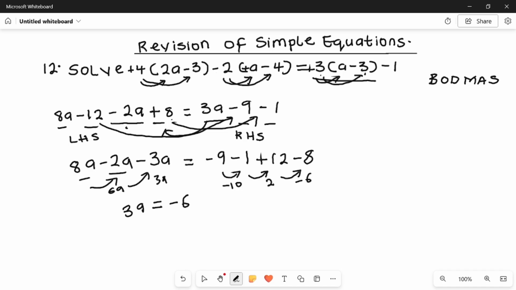So to make a the subject of the formula, you divide both sides by the coefficient of a, which is 3. So it will be divided by 3 here, and divided by 3 here. 3 into 3 will give us 1, so a will stand alone. So we have a is equal to minus 6 over 3. You can further break it down. 3 into 6 gives 2, and 3 into 3 gives 1. So we have that a is equal to minus 2 as our final answer.